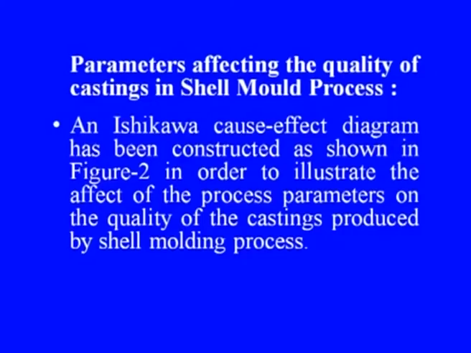Now, let us also see the parameters affecting the quality of casting in the cell molding process. An Ishikawa cause and effect diagram has been constructed, as shown in the next figure, in order to illustrate the effect of the process parameters on the quality of the casting produced by the cell molding process. This we have been doing for almost all the processes, for correlating the influence of the process parameters with that of the quality of the process.